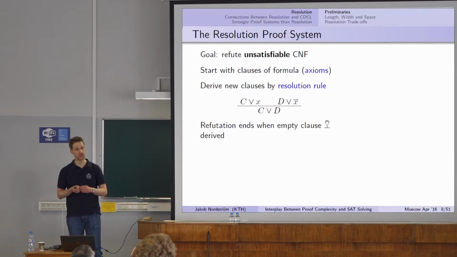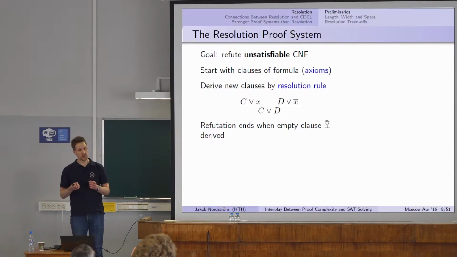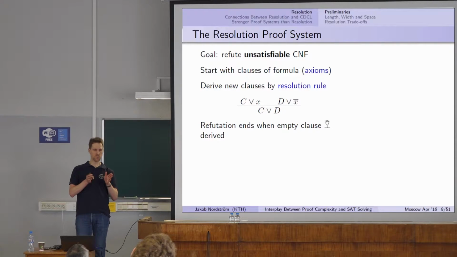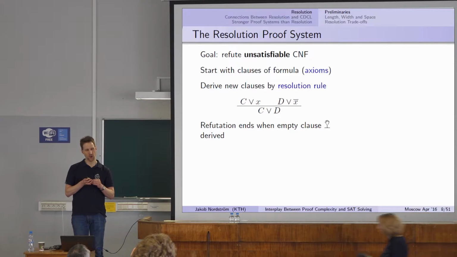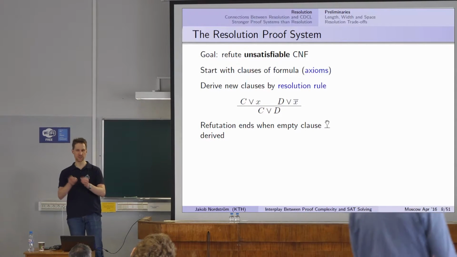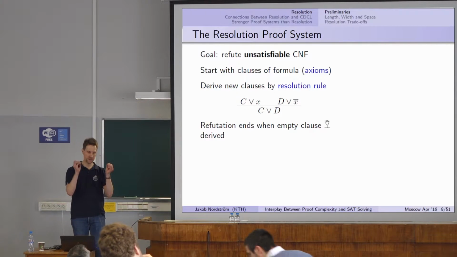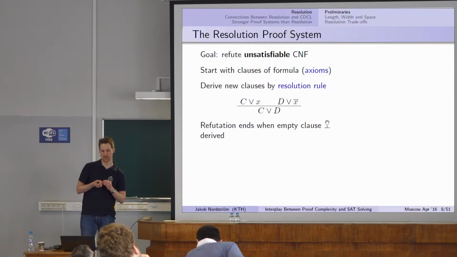Okay, so let's look at the resolution proof system. We get a CNF formula, and in resolution we want to prove unsatisfiability. Notice this is the hard case if you want to prove lower bounds, because in the SAT case you need to find a satisfying assignment, and then you have a short certificate, really nothing you can do.